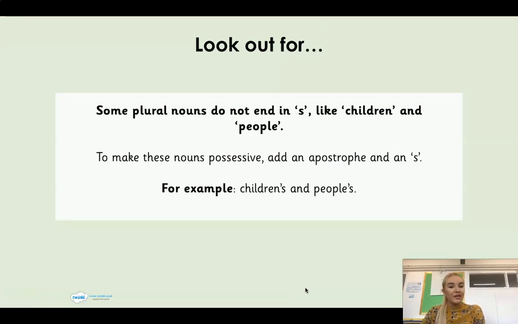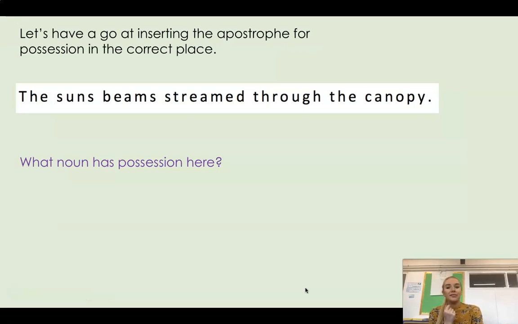Now we need to look out for the fact that some plural nouns don't always end in S. So we have children, that suggests there's more than one child, and people, that suggests there's more than one person. And to make these nouns possessive, you add an apostrophe and an S. So for example, children's and people's. So sometimes the rule doesn't always apply, that we have to add an apostrophe after the S if it's a plural apostrophe for possession. But most of the time it does, just for those common exception words like children, people, and some others too. Now let's look at some examples here of sentences and try and have a go at inserting the apostrophe for possession in the correct place.